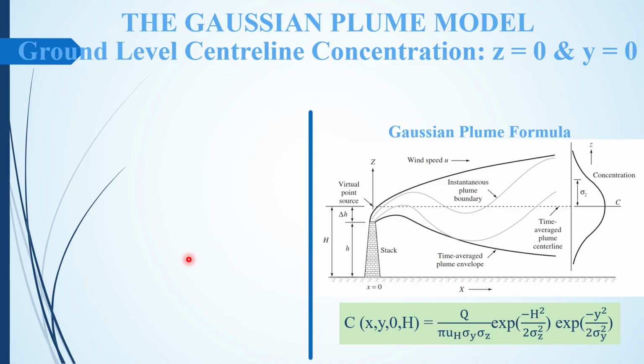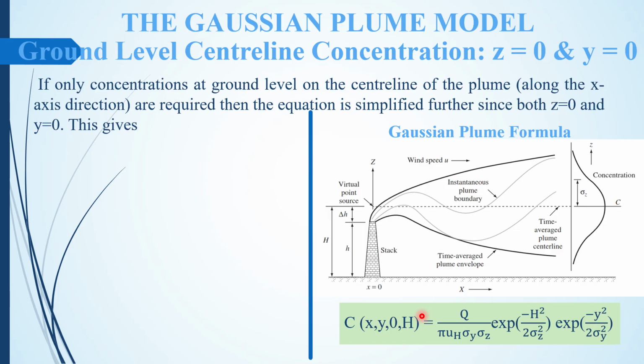So if both z is equal to 0 and y is equal to 0, that is, ground level concentration is measured at the center line, then the equation is modified. We take this equation and we put y is equal to 0 here, then it becomes very simple. Only this portion of the formula is used to get the concentration at ground level on the center line.